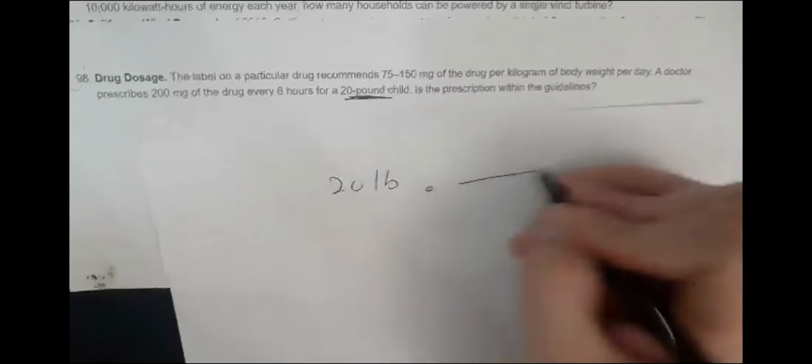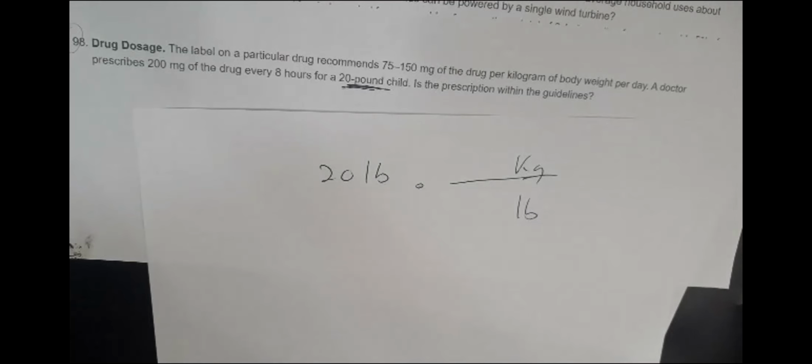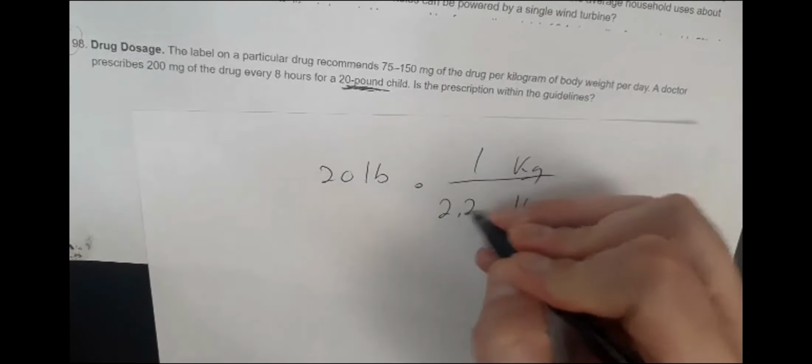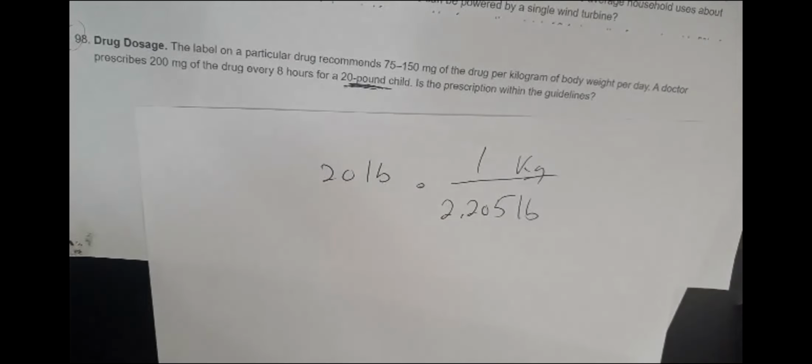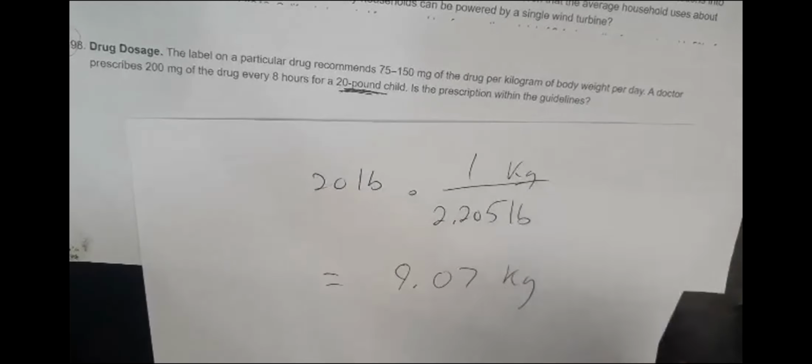What should we do with this child's weight? We've got to convert it to kilograms, so pounds to kilograms. We're going to have to look at that table that goes from metric to standard. 1 kilogram is 2.205 pounds. And so we're going to take 20 and divide it by 2.205. The child weighs something like 9.07 kilograms, somewhere in that ballpark.